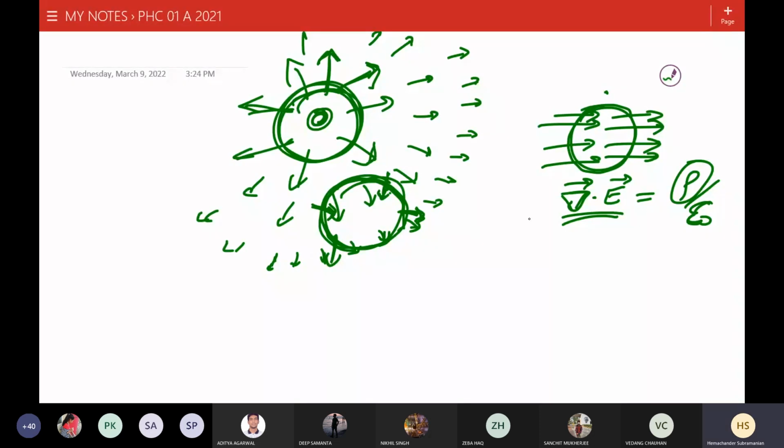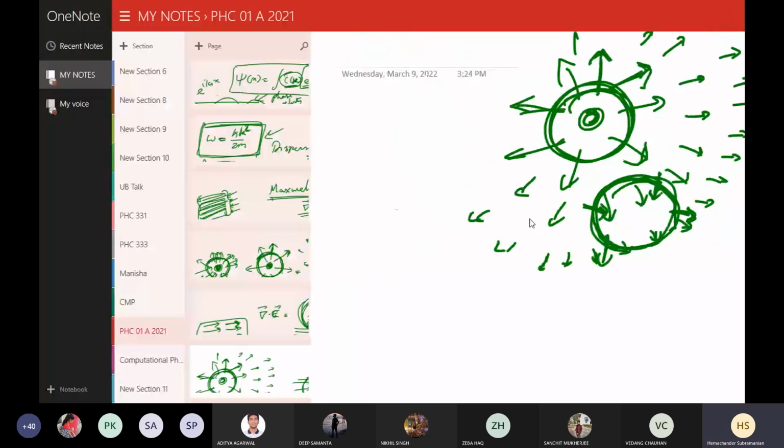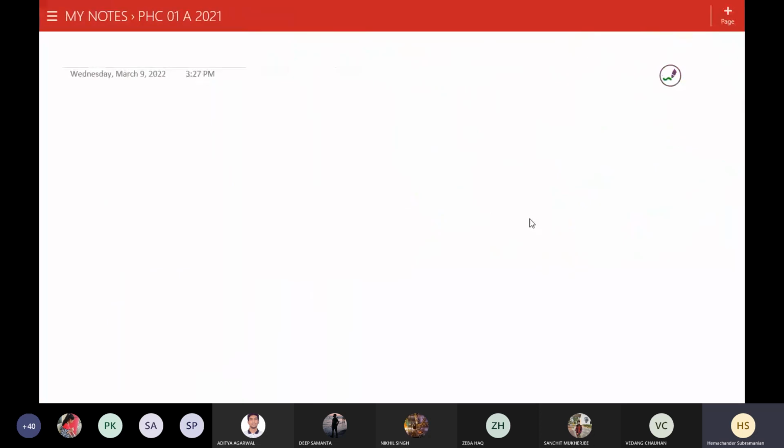Does it make sense? Yes, sir. Okay. So this is Gauss's law. People already knew this in the 1600s, 400 years ago. All right. So that is number one of Maxwell's equations. Number two, divergence of B is zero. This is Gauss's law for magnetism.